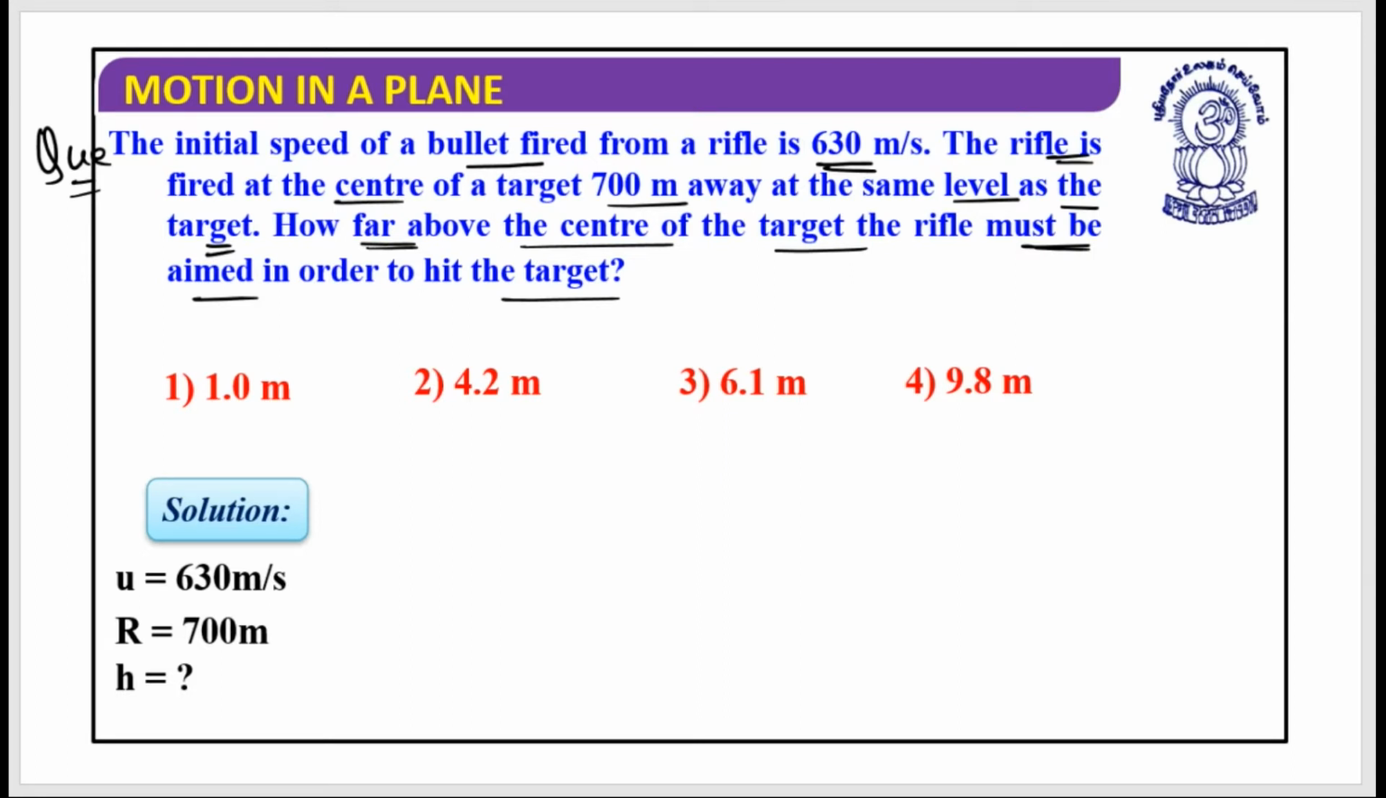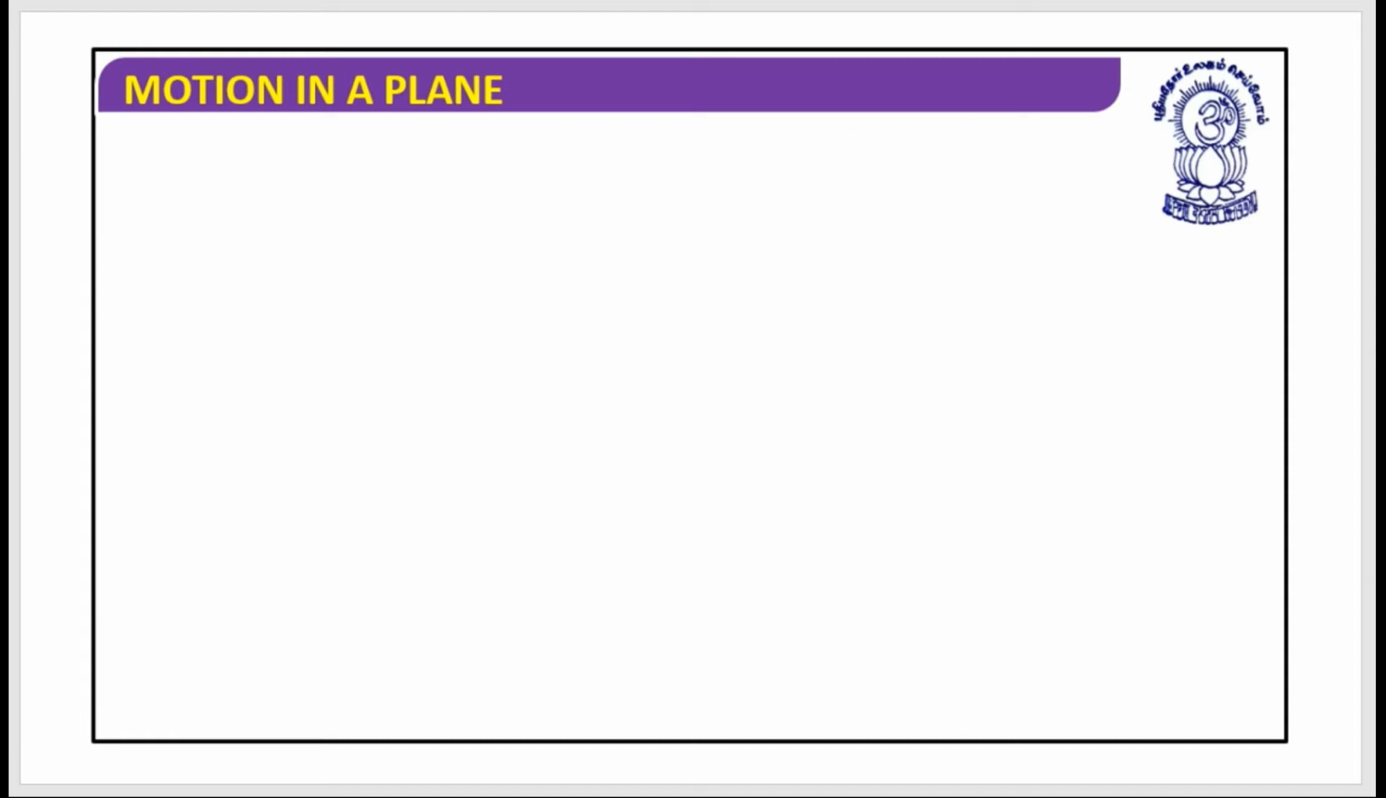What they say is the initial speed of a bullet is u equals 630 meter per second. Range is given and height is taken. So the situation is something like this. Let's suppose this is your target location. You want to hit the bullet at this position, and this range is 700 meter.